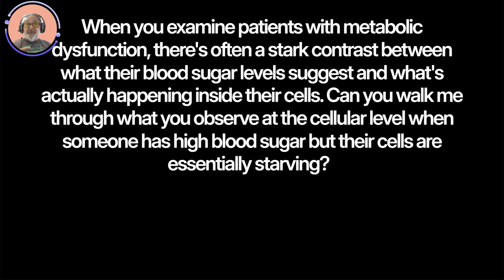sugar but cellular energy starvation, you're seeing a textbook case of insulin resistance combined with intracellular fuel failure. Despite an abundance of glucose in the bloodstream, cells, especially muscle, liver, and brain, struggle to access or metabolize that fuel. What's happening step by step at the cellular level?